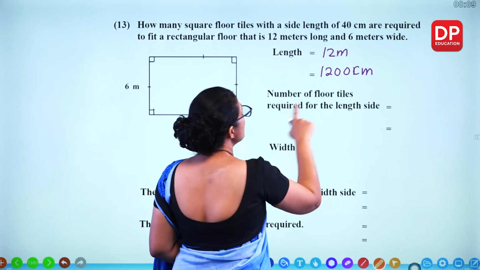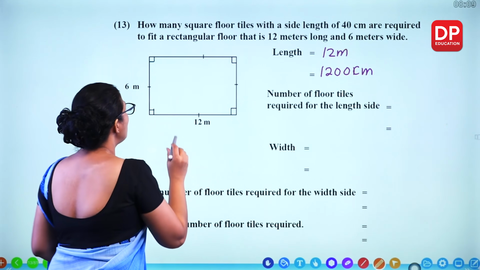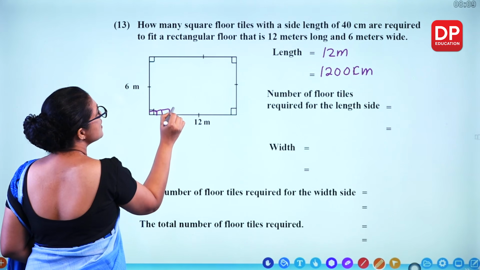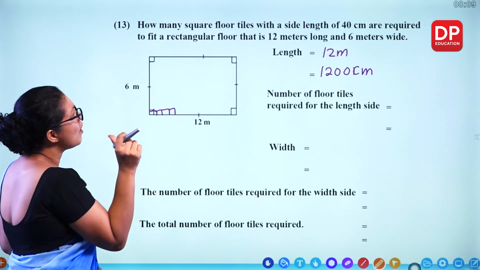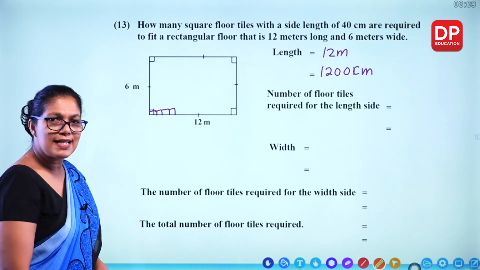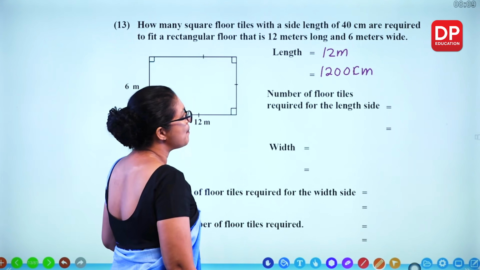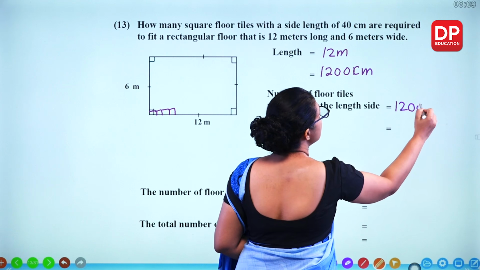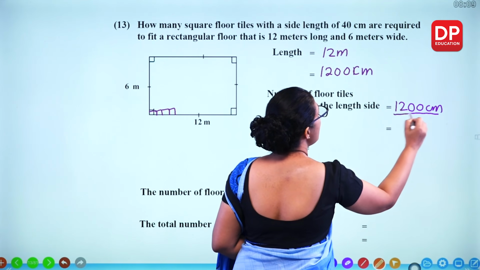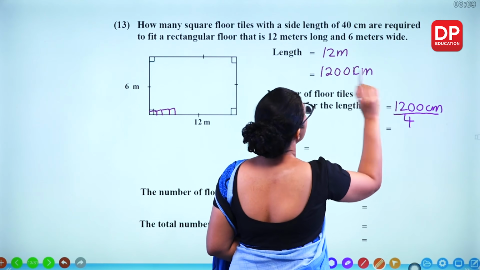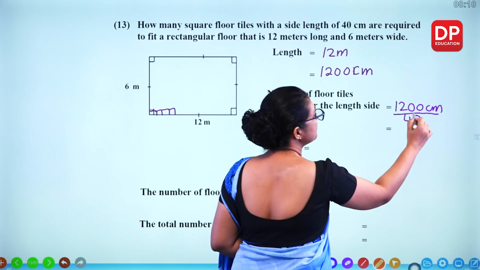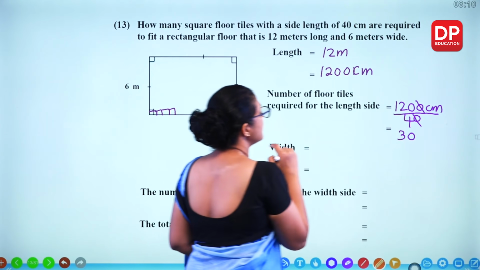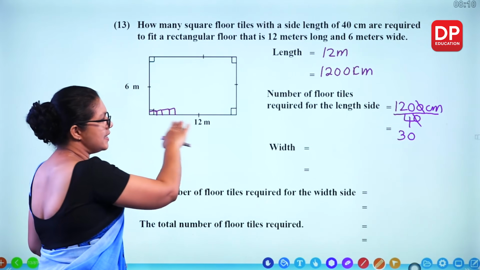Then the number of floor tiles required for the length side. If you keep tiles this way, only length side, how many tiles we need? The length of a tile is 40 centimeters. So we need to divide by 40. Take the length in centimeters, divide by one side of the tile, 40. You get 30 tiles along this side you need.